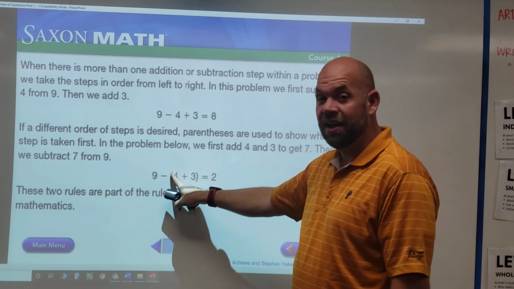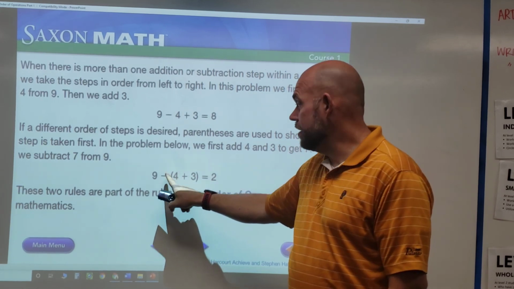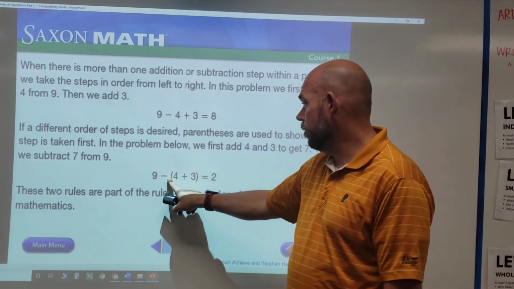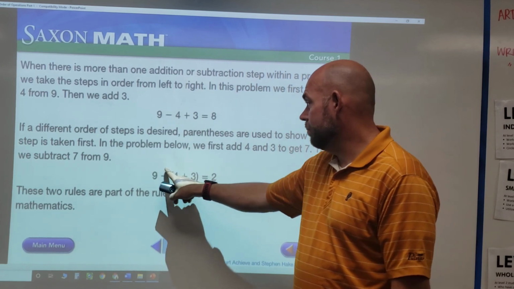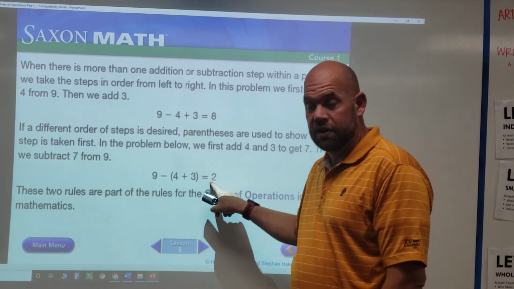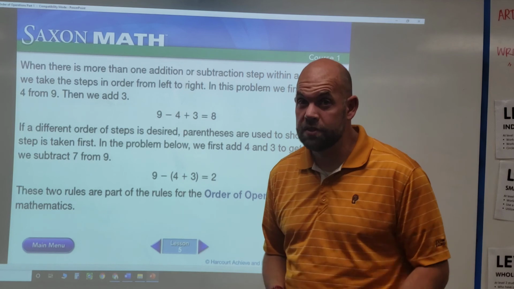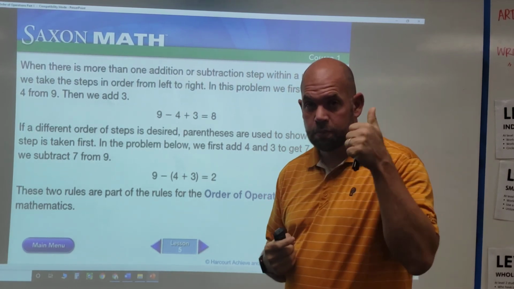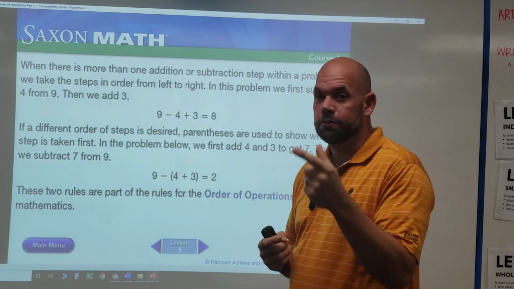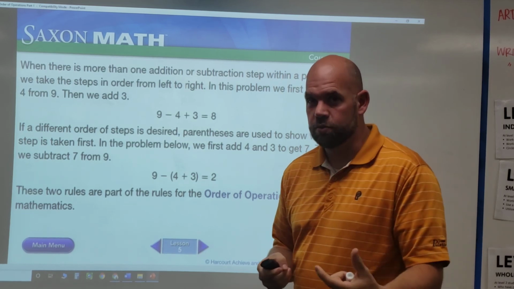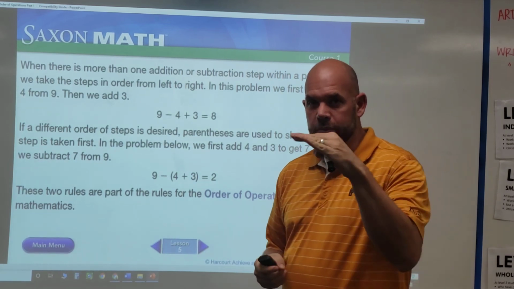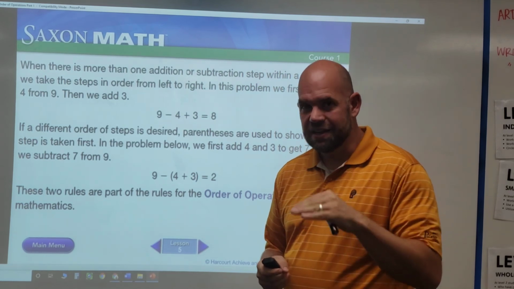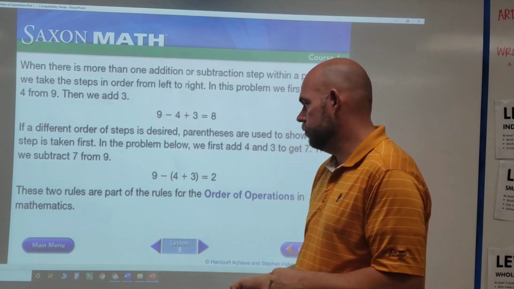Now if it has parentheses, then you have to do the parentheses first. So 4 plus 3 is 7, and 9 minus 7 is 2. So this would be the correct answer here because it's using the parentheses. So again, it's so important that we follow the order of operations: parentheses, exponents, then multiplication, division, then addition, subtraction. But within multiplication and division, and within addition and subtraction, you need to go left to right.